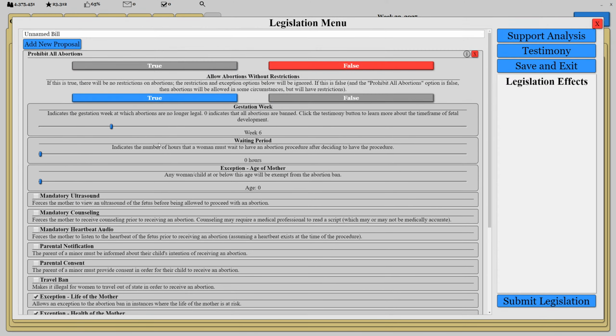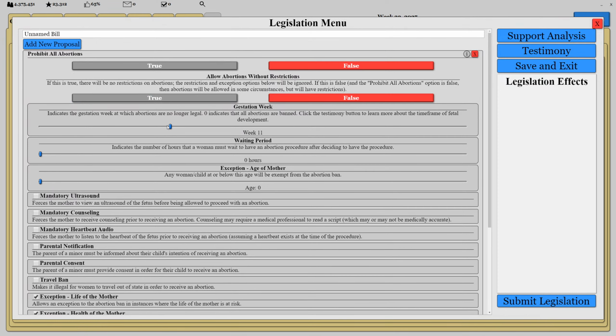Oh, okay. Oh, wow, dude, look at this. Prohibit all abortions. No. Allow abortions without restrictions. There will be no restrictions on abortions. Restriction and exception options will be ignored. If this is false and prohibit all abortions is false, then abortions will be allowed in some circumstances, but will have restrictions.